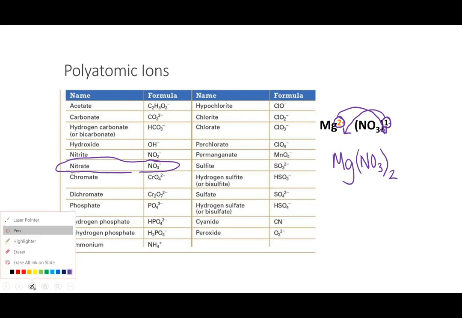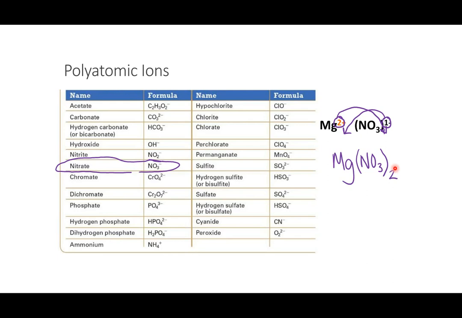You cannot change the subscript on the inside of this package. If I were to change this subscript right here to a 2, that would no longer be nitrate. That would instead be nitrite. So these subscripts that you see on the polyatomic ions are off limits. You may not change them. You can only put a subscript on the outside of the package or the outside of the parentheses.